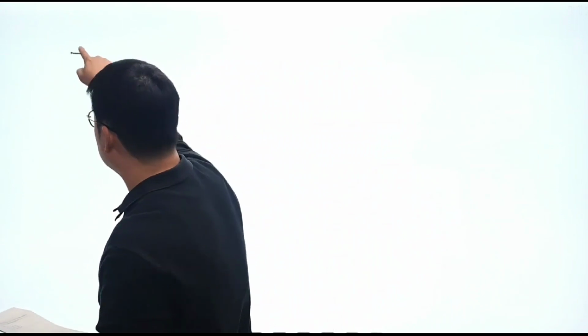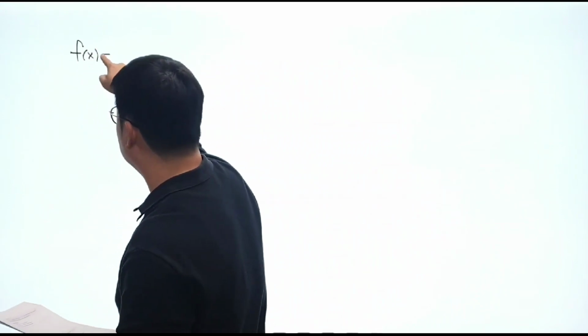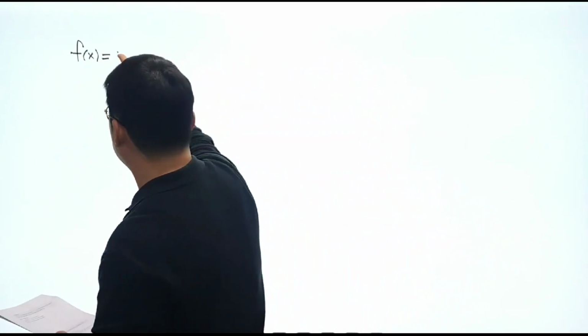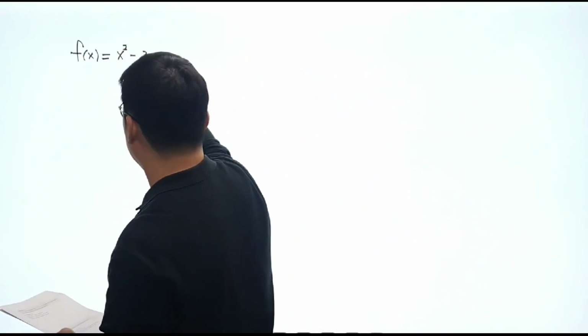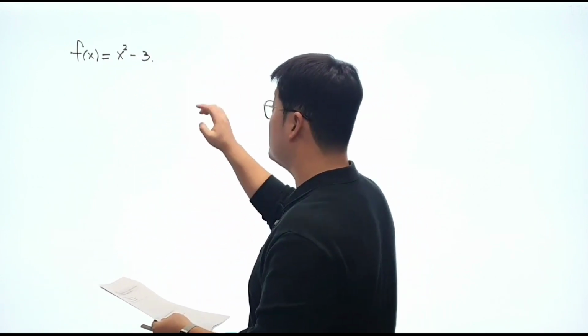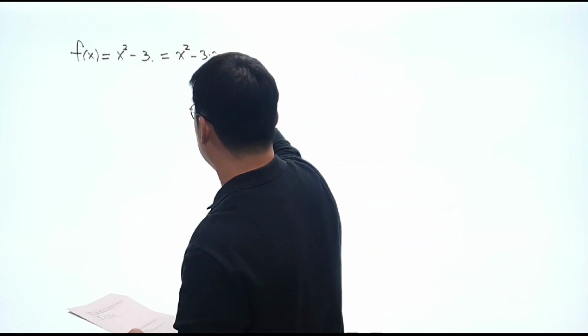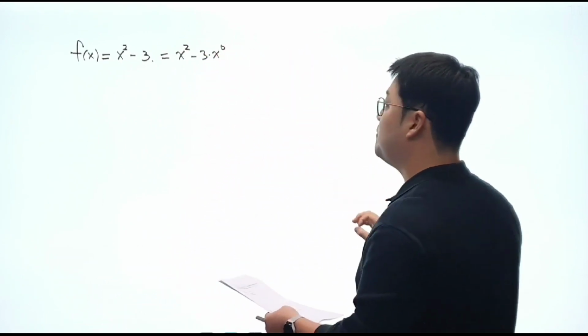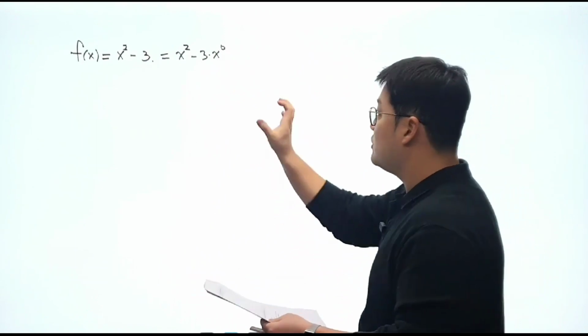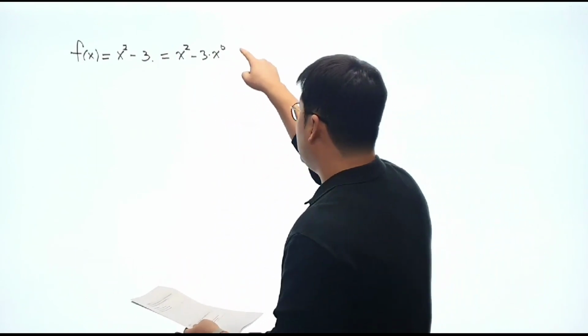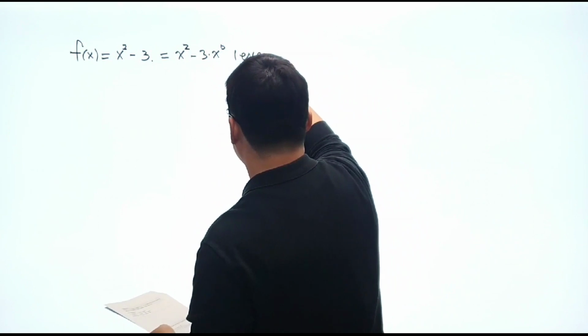We have to plug things in, but before that, let's investigate the behavior of f of x. Remember from the previous questions, we saw that this type of function is an even function. We have x squared and minus 3, which is minus 3 times x to the power of 0, so we get an even function. This looks totally even to me.